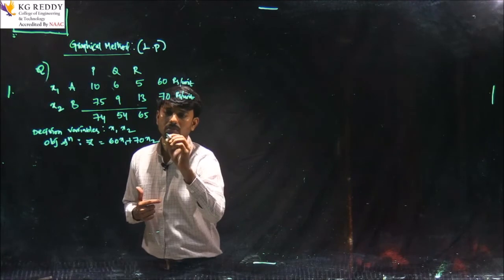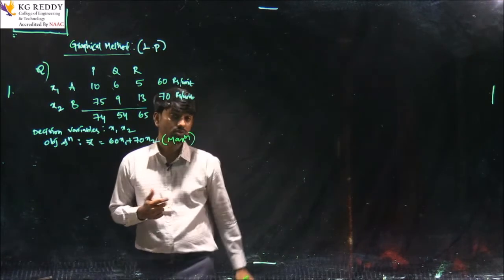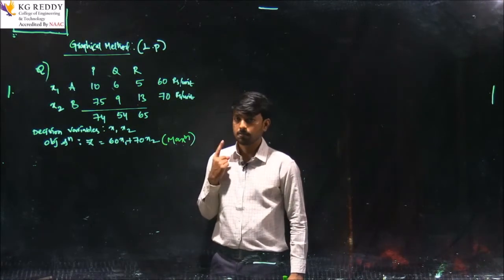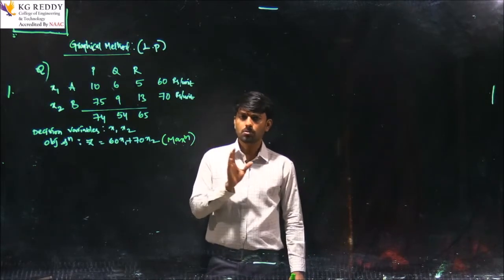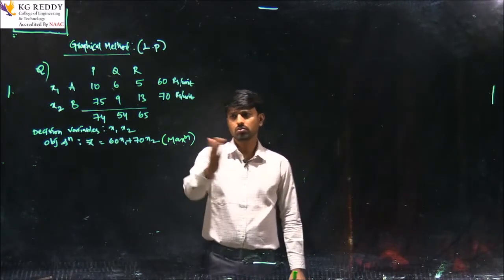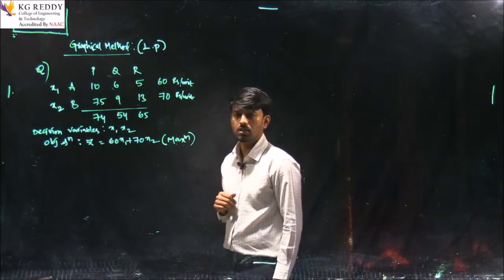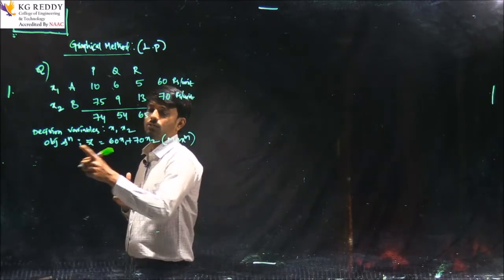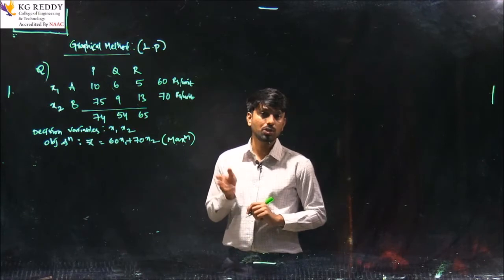This is a maximization category. As I told you before, there are 2 categories: one is maximization, another is minimization. Problems that involve profit are obviously a maximization category. Problems that involve cost come under minimization. So we have written the objective function, that is step 2 in mathematical modeling.